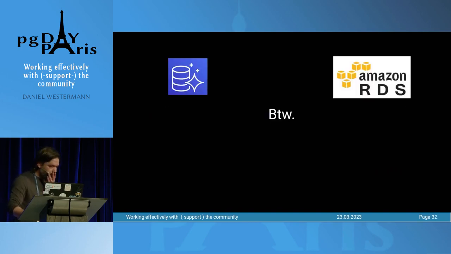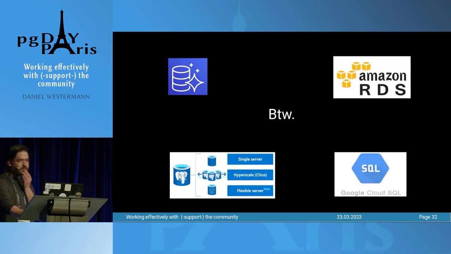By the way, do you know these logos? Amazon RDS, I don't know what's the name on Azure and so on. This is not community Postgres. So if you have an issue with these flavors of Postgres, please do not expect to get help on the mailing list. Nobody knows what they did with Postgres.